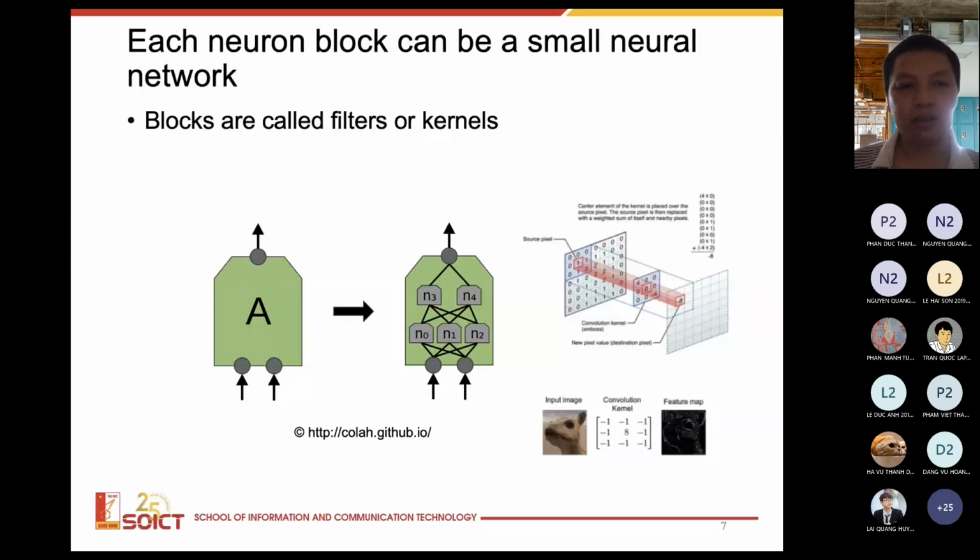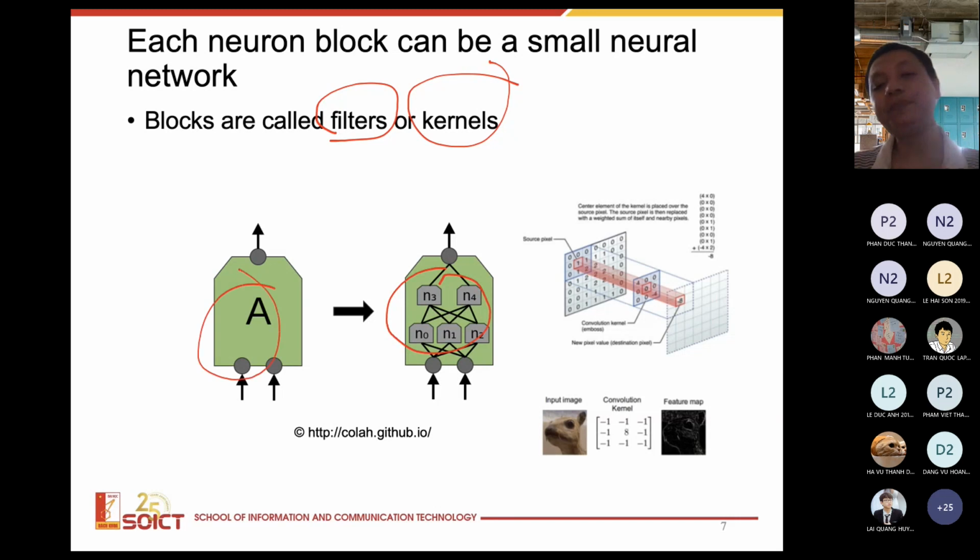The neuron block in the CNN can be a small neural network, and it is called a filter or kernel. For example, this can be an implementation of the block.